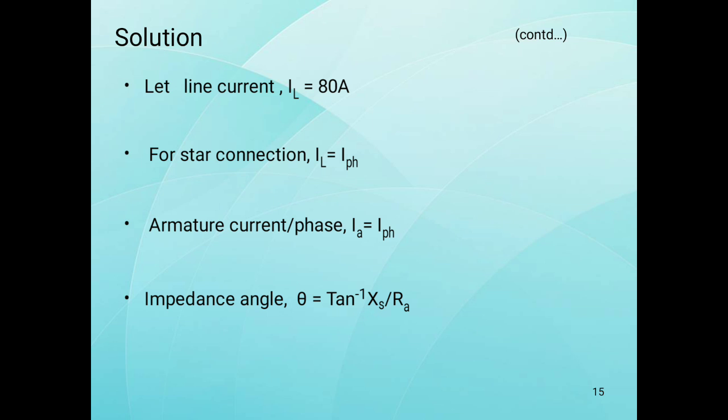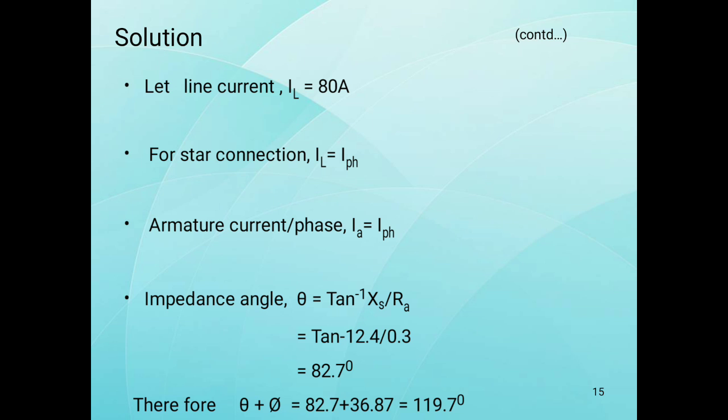Now the impedance angle theta is equal to tan inverse XS by RA. That is tan inverse of 2.4 by 0.3, which gives 82.87 degrees, that is the impedance angle. Therefore theta plus phi is nothing but 82.87 plus 36.87, which gives 119.7 degrees.